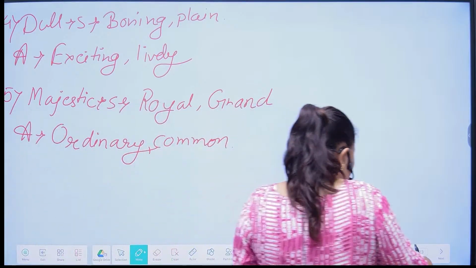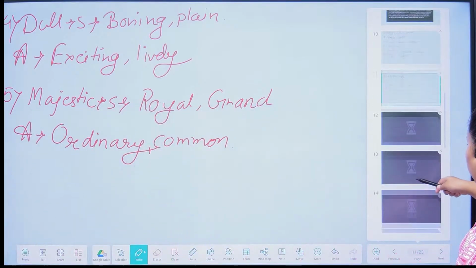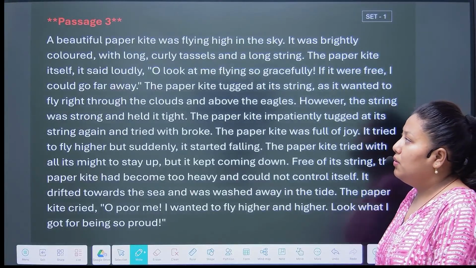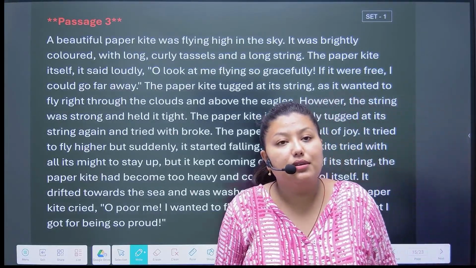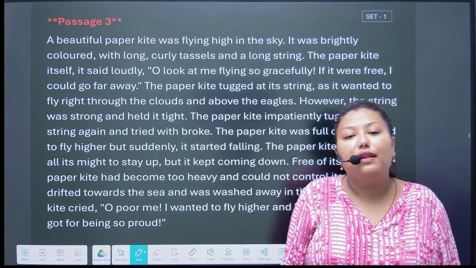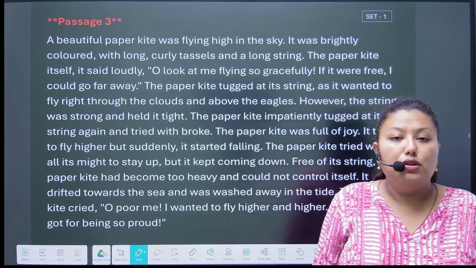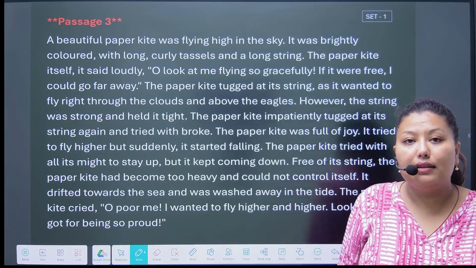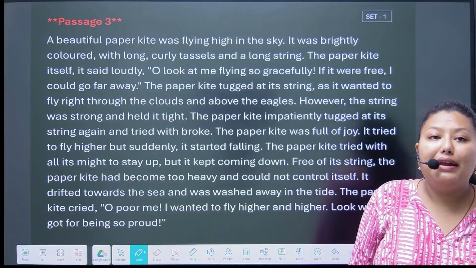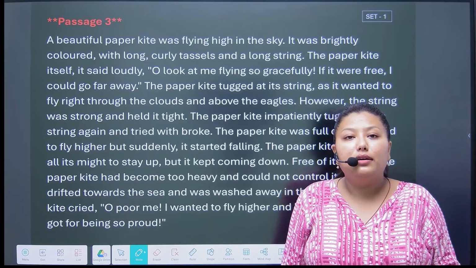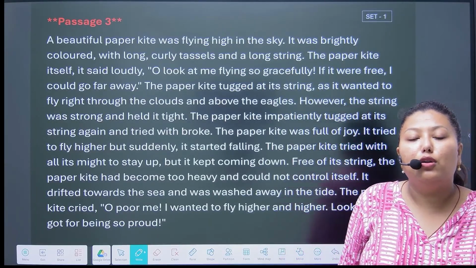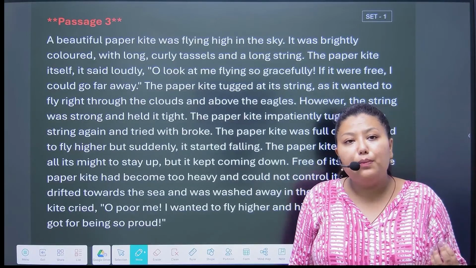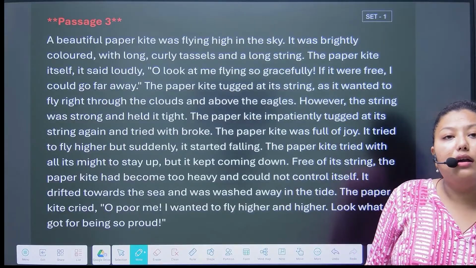So now we will solve passage number 3. Passage number 3 is, a beautiful paper kite was flying high in the sky. So there was a beautiful paper kite which was flying high in the sky. It was brightly colored with long curly tassels and a long string. And the paper kite was very beautifully colored with long curly tassels.